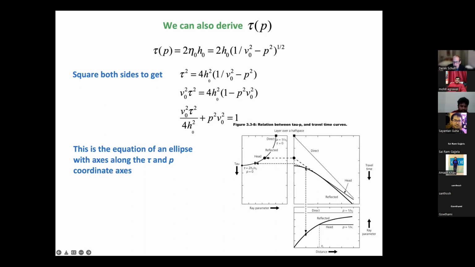And this line here tells us that the ray parameter will go from a slope of 0 to a slope that approaches this direct wave, which is 1 over v naught. So the ray parameter will go from 0 and it will approach 1 over v naught.